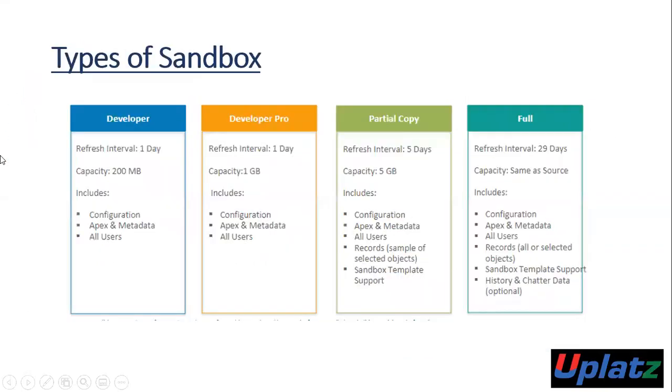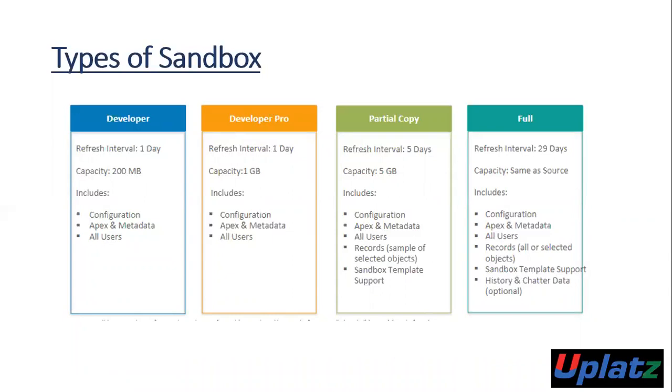Now, types of sandbox provided by Salesforce. There are 4 types of sandbox. Sandboxes are nothing but test servers. There is one production, and then there are multiple test servers. Developer servers where you do the development, then again move it to the test servers. Then from test servers, it goes to production. The types of sandboxes are developer sandbox, developer pro, partial copy, and full.